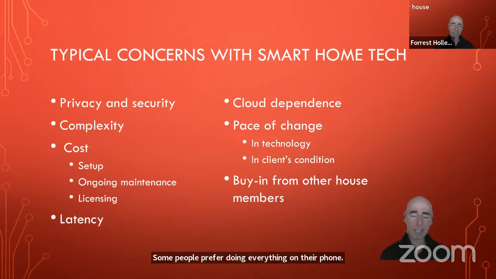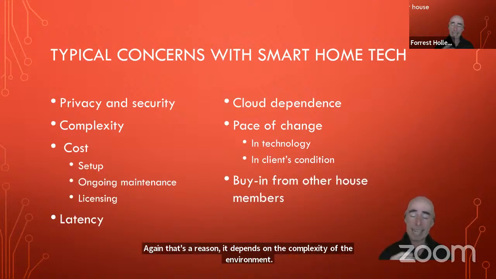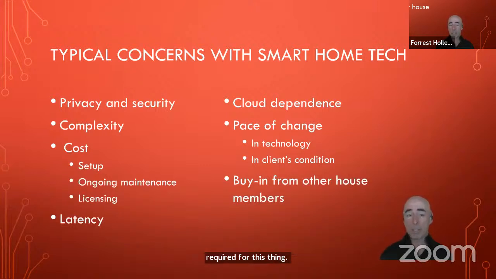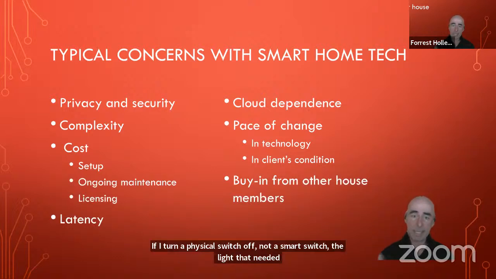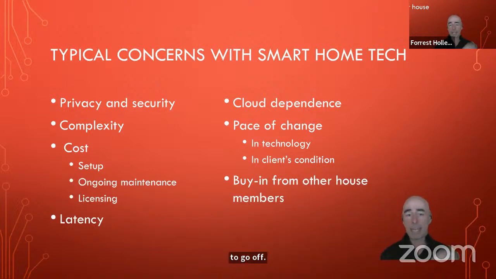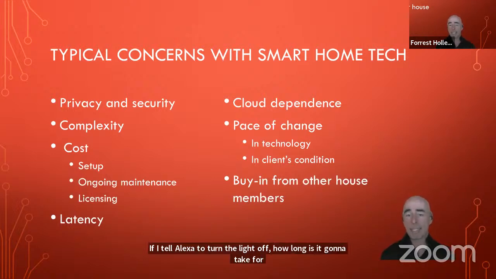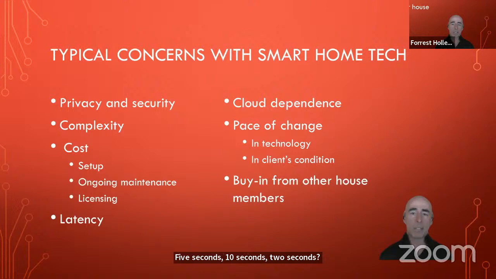Cost. What's it going to cost to set all this stuff up? Do I have to do it myself? Is it something I can get a friend to help with? Do I have to pay somebody to set all these things up? Again, it depends on the complexity of the environment. Ongoing maintenance. Are there any licensing issues with the software that's required? Latency is oftentimes a concern. If I turn a physical switch off, it's not a smart switch, the light immediately goes off. If I tell Alexa to turn the light off, how long is it going to take for that to happen? Is it 5 seconds, 10 seconds, 2 seconds? Those are some of the issues that people worry about.